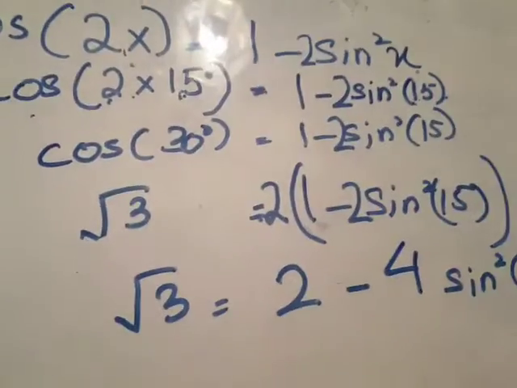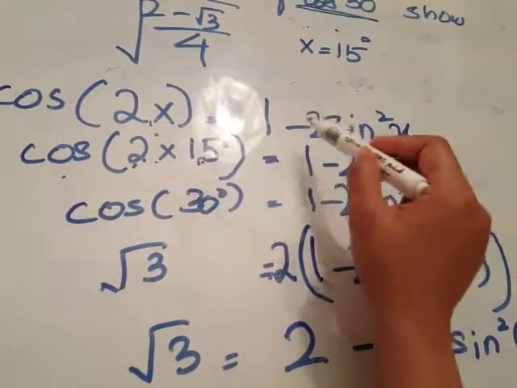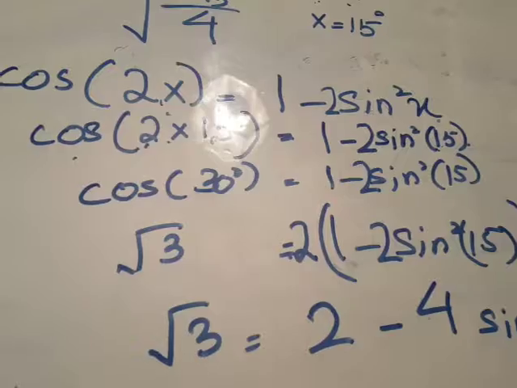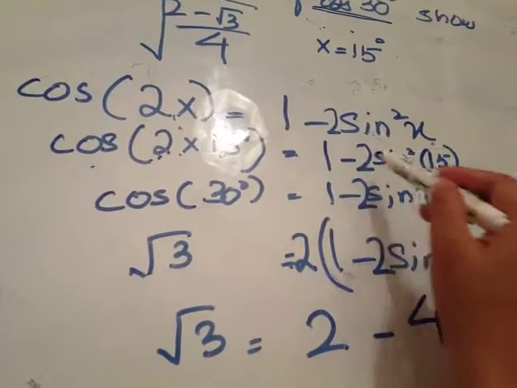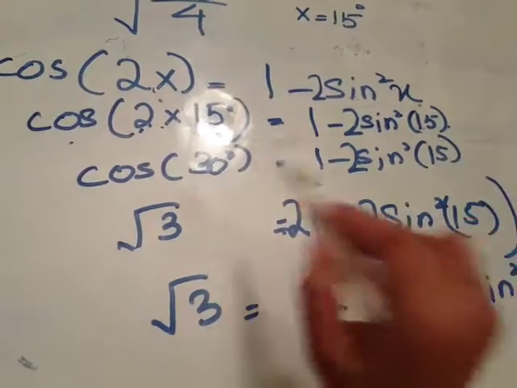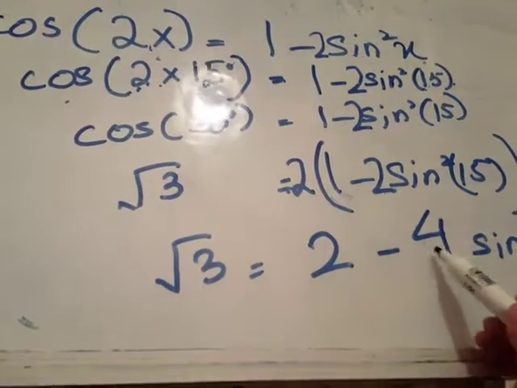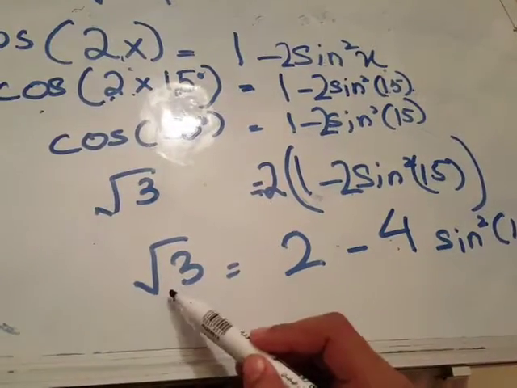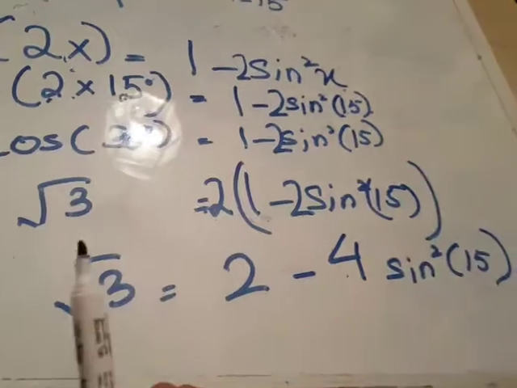Okay? Let me repeat again. A small mistake I made. Cos 2x is actually equal to 1 minus 2 sine square x. So just put 2. The rest is exactly the same. I just multiplied this 2 with this 2 to get a 4. Now my equation is root 3 equals 2 minus 4 sine square 15.